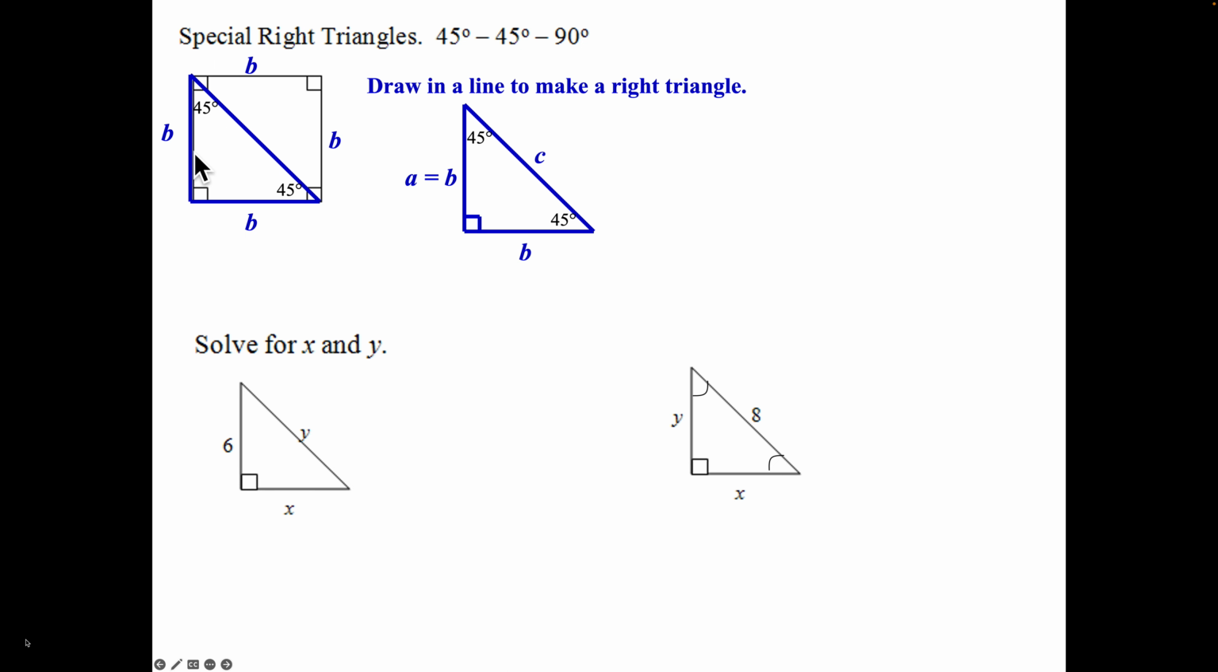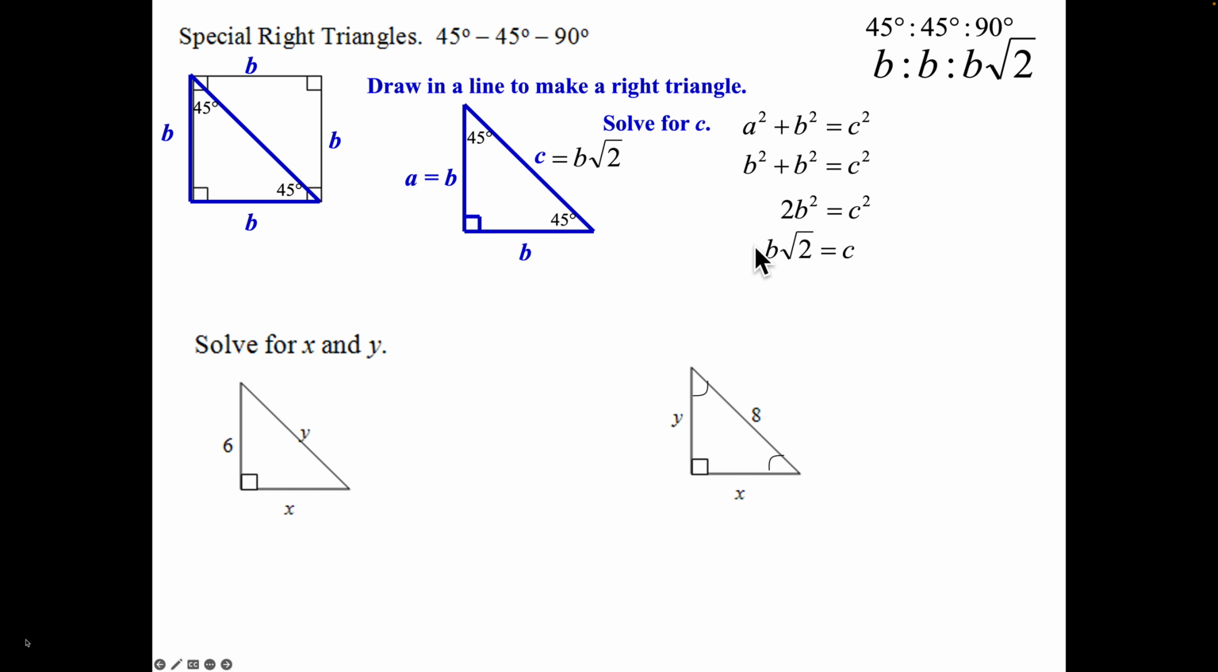Now notice the two legs are both B. Using the Pythagorean theorem, we can solve for C, putting in B squared for A squared. That's 2B squared. Take the square root of both sides. The square root of B squared is B, and the square root of 2 is the square root of 2. Now C is written in terms of B. All 3 sides have the variable B. So what we want to remember is this ratio of the angles, 45, 45, 90. Then the sides opposite those 3 angles are B, B, and B square root of 2.